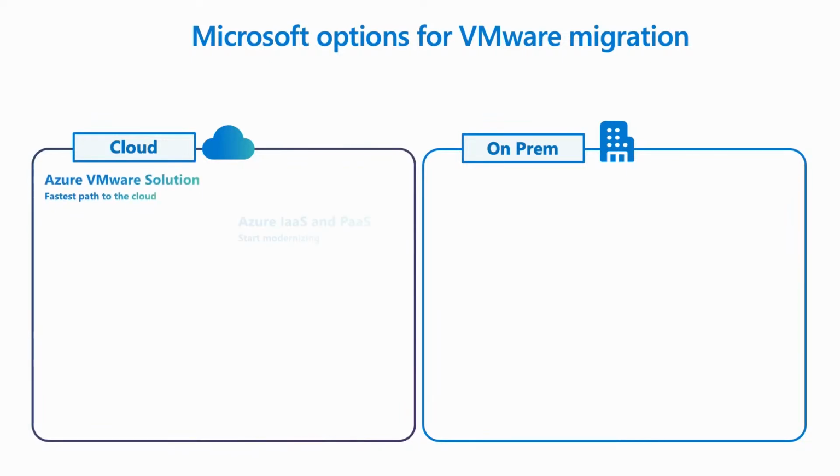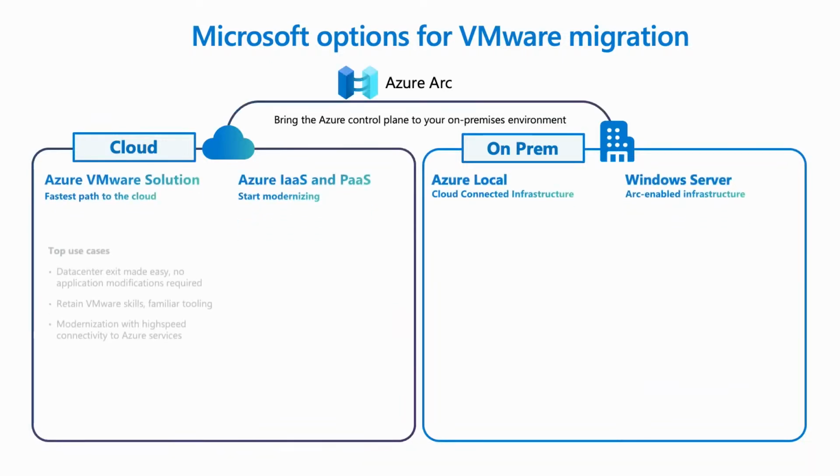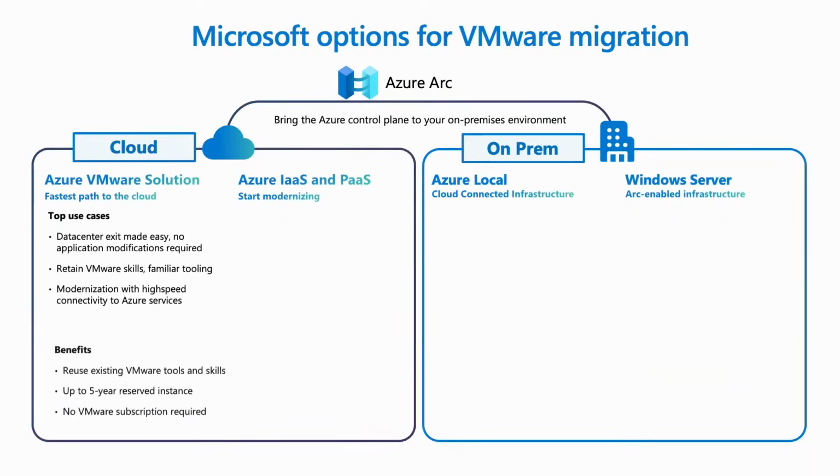So we've covered in a short amount of time here the multiple Microsoft options for VMware migration. There's the Azure VMware Solution. There's Azure Cloud Native with IaaS, PaaS, and SaaS, Azure Local and Windows Server. Again, Azure VMware Solution is great for those customers that are looking for a fast solution. You need to get out of a data center and you want to retain your existing skills, your existing tools. You're already comfortable with VMware vCenter. Great, we've got you covered with the Azure VMware Solution.